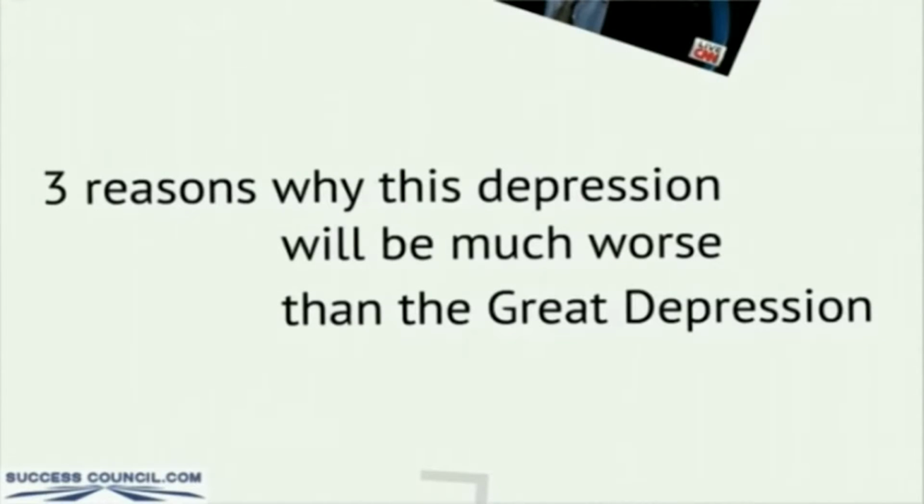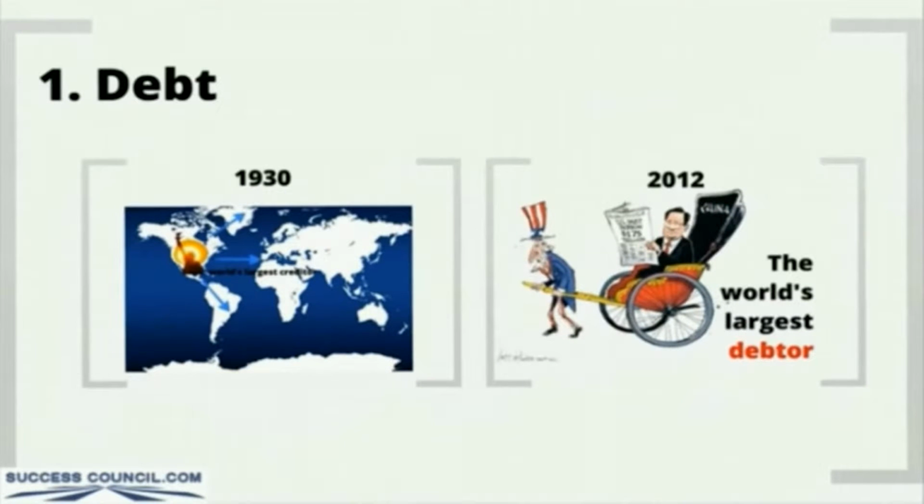There are three main reasons that I have time to cover during this presentation as to why this depression will be much, much worse than the Great Depression of the 30s. First is debt. At the time of the Great Depression, America was the world's largest creditor, meaning more money was owed to the U.S. than any other country in the world. Today, the U.S. is the largest debtor, meaning it owes more money than any other nation on earth.